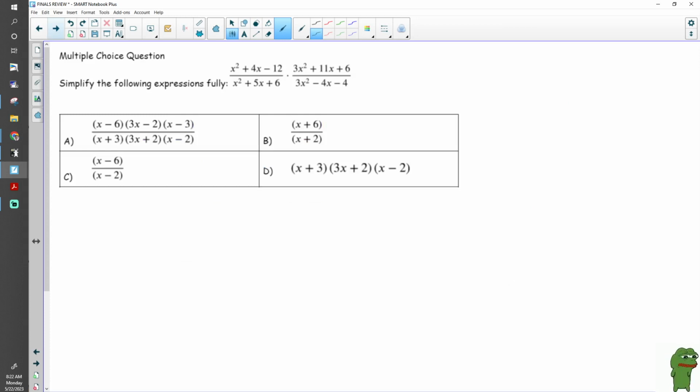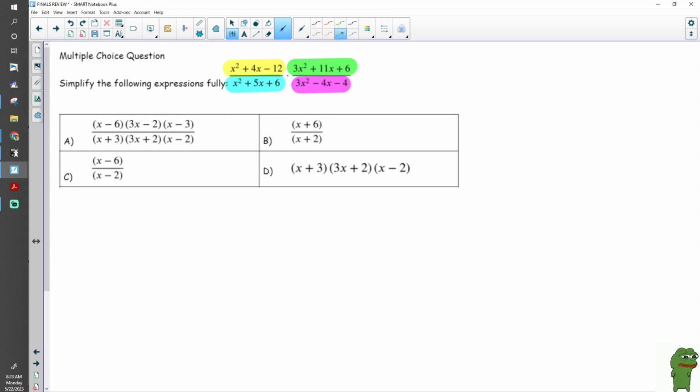You will have a multiple choice and a free response, just like every section on this test. Remember, 6 multiple choice, 6 free response. This is asking us to simplify the expression as much as we can, simplified fully. So this has 4 parts: 1, 2, 3, 4.